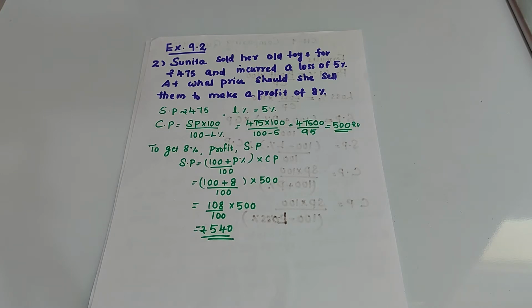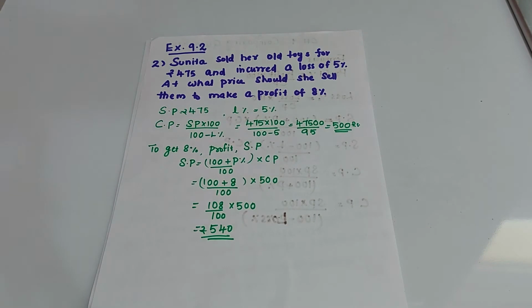Now the question is, at what price should she sell them to make a profit of 8%? That means you have to find out the selling price with the profit of 8%. To get the selling price, first you have to find the cost price. For this, you use the formula CP equals SP into 100 by (100 minus loss percentage), because here it is a loss.